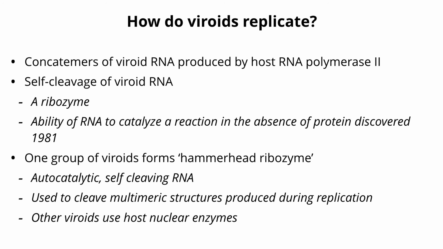Now, this was discovered in 1981. The fact that an RNA could actually catalyze a cleavage reaction in the absence of protein. So this RNA, if you produce it, can cleave itself, and it can also cleave other RNAs. No protein is involved. So this was really stunning, that an enzyme didn't have to be a protein. A Nobel Prize was awarded for this work.